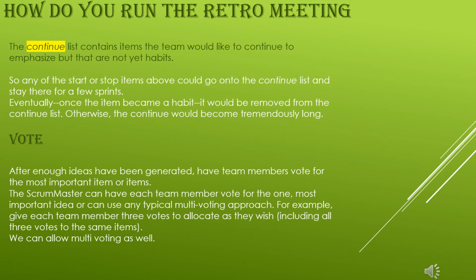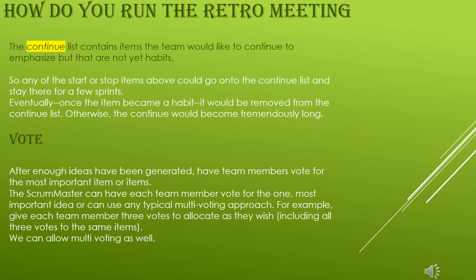So the continue list contains items the team would like to continue to emphasize, but they are not yet habits. So the team can have them on the board and track them for a few sprints till it really becomes a habit. Otherwise, the continue list would become tremendously long.